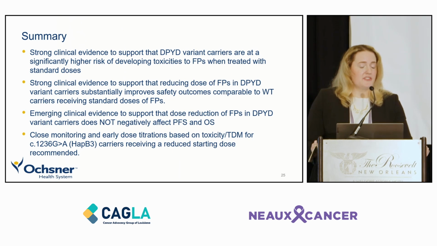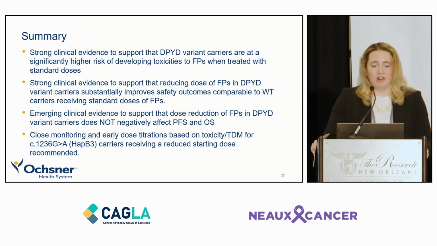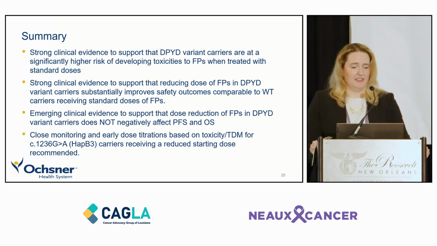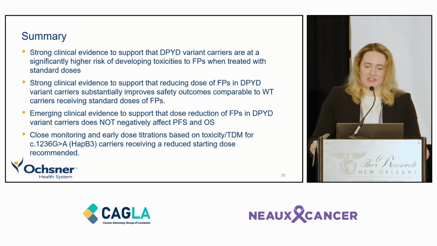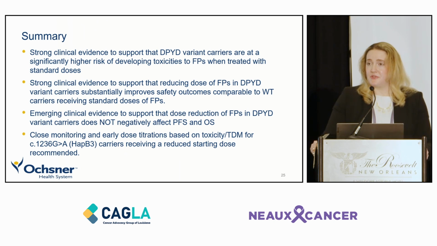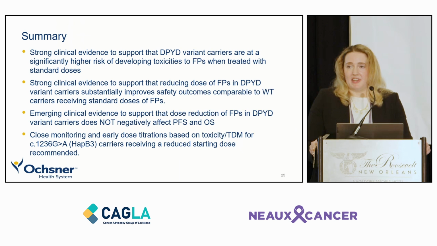And so in summary, there's a lot of really strong clinical evidence to support that when patients have DPD variants and they are treated with high doses or standard doses of fluoropyrimidines, they are going to be at a severely increased rate of developing severe toxicities. We also have strong evidence to show that when we reduce the dose of fluoropyrimidines in these same patients, it improves their safety outcomes similar to standard of care treatment.